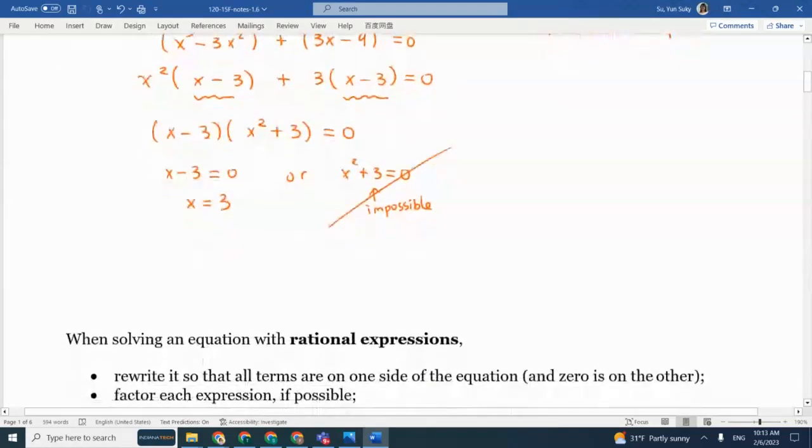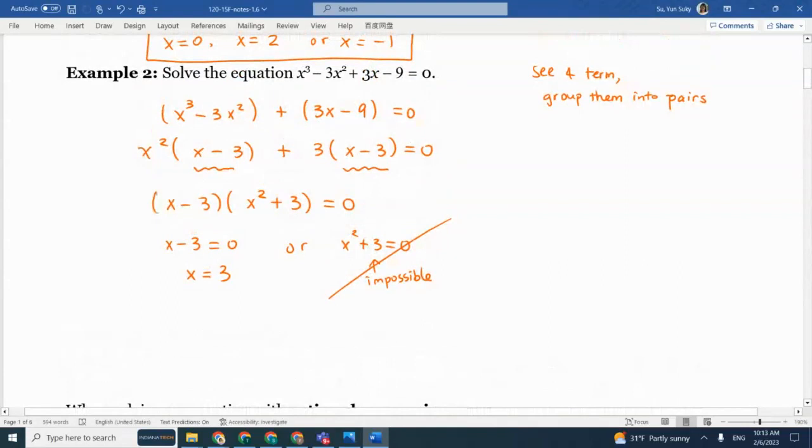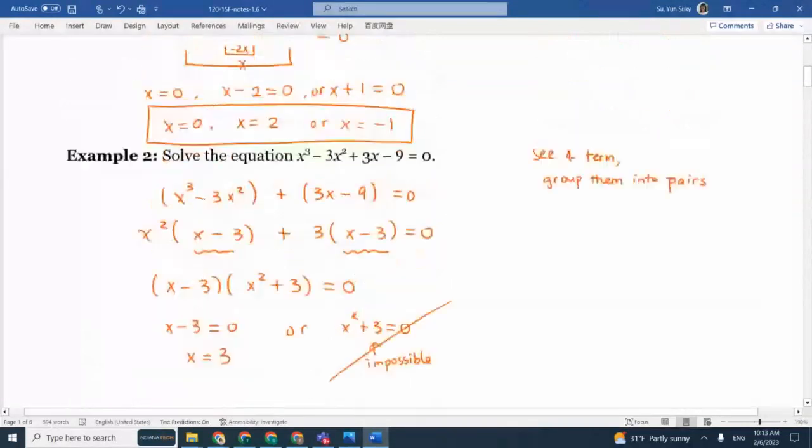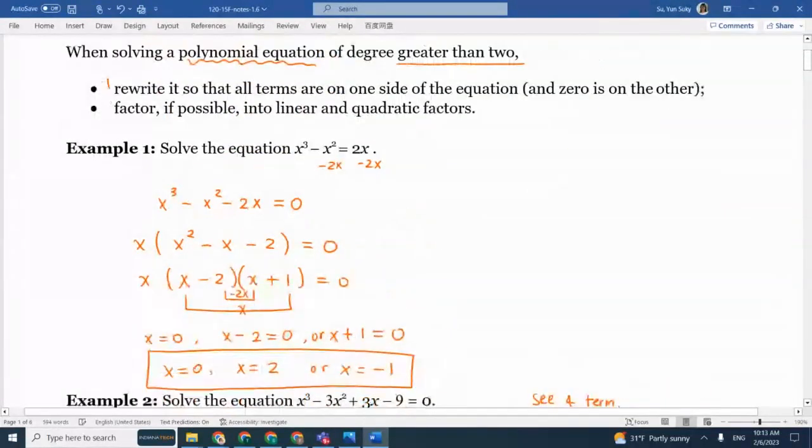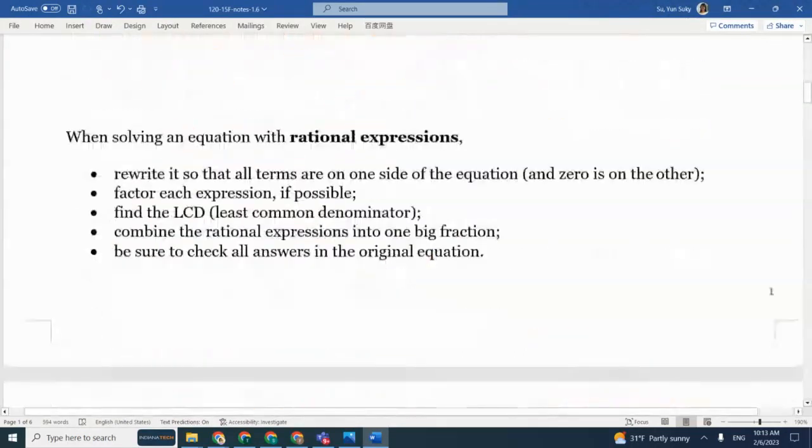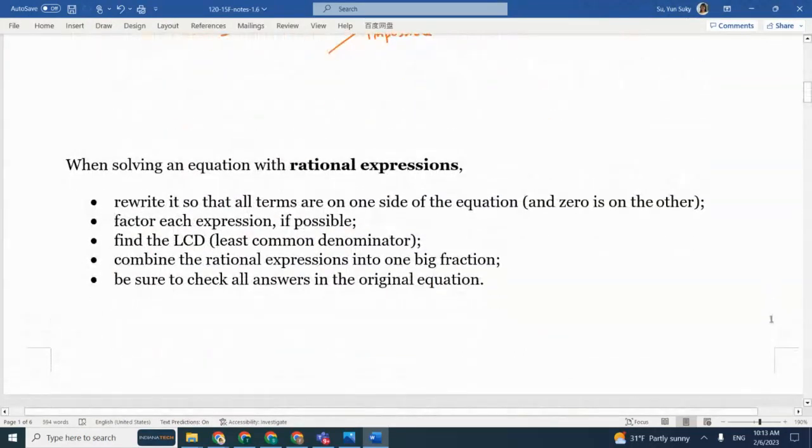And that is how we solve polynomial equations, right? Move all the terms to the left-hand side, so the right-hand side is 0. And then factor. All right, how about equations involving rational expressions?